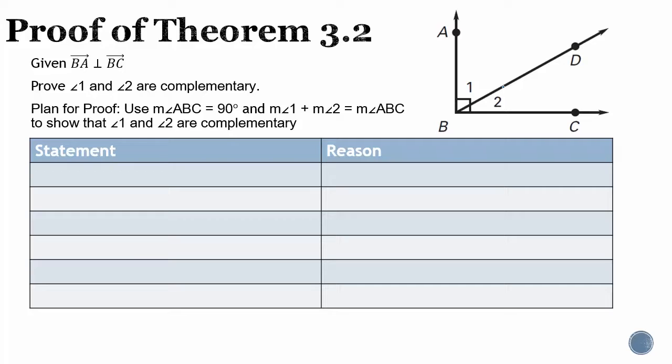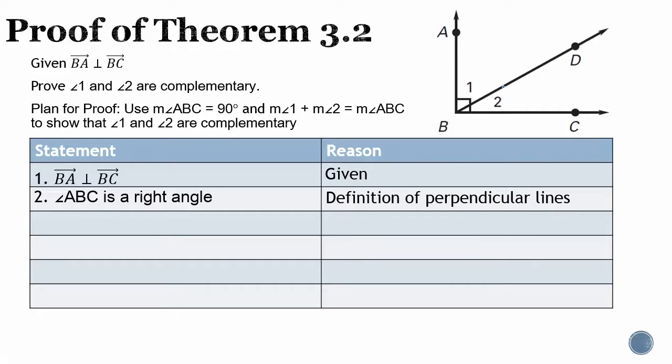We start with our statements. The first one that we're going to write is our given. We know that ray BA is perpendicular to ray BC, and that's our given. Because I know that perpendicular rays create 90 degrees, I know that angle ABC is a right angle, and that's using the definition of perpendicular lines. Because I know that right angles are 90 degrees, I can say that the measure of angle ABC is equal to 90 degrees, and that's using the definition of right angles.